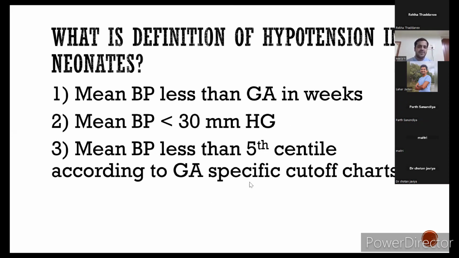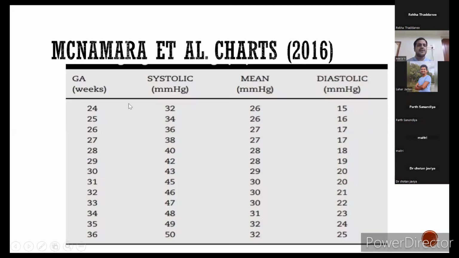One chart which we used to follow when I was doing my DM is this McNamara chart. You see there is gestational age, then there is systolic BP, mean BP, and diastolic BP. This is actually nothing but the lower limit of normal, the 5th centile. So for a baby who is at 30 weeks of gestation, if his systolic BP is less than 43, if his mean BP is less than 29, or if his diastolic BP is less than 20, then I should be worried. If his diastolic BP is sitting at 24, 26, I will not be that worried.